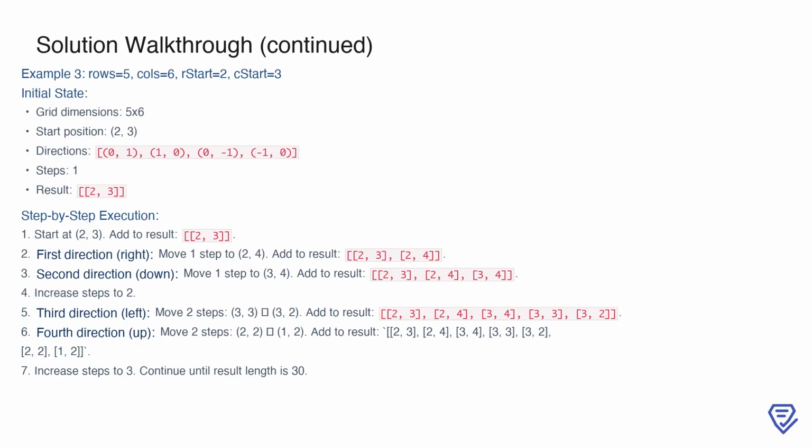We then increase the step size to 2 and move left for 2 steps to 3, 3, and 3, 2, both of which are valid and added to the result. Moving up for 2 steps, we pass through 2, 2, and 1, 2, adding both to the result.